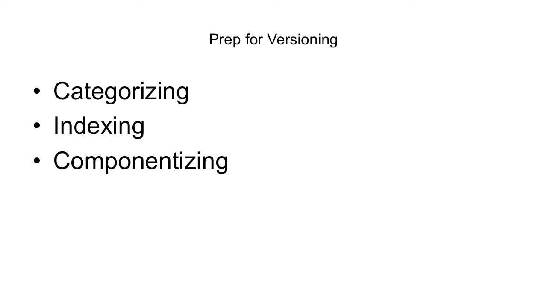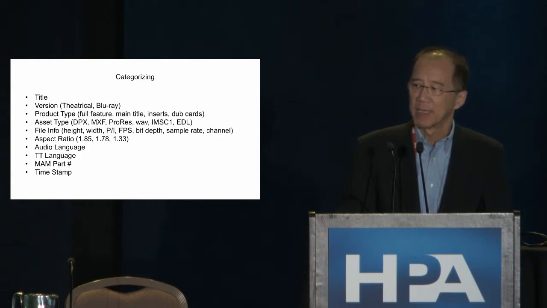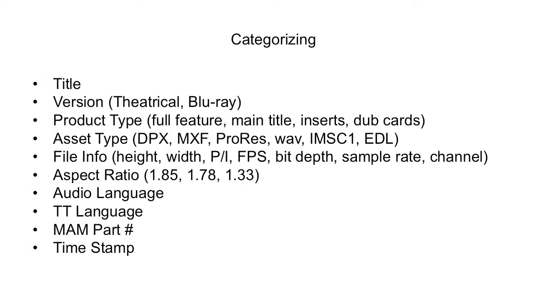When we prepare for the versioning, we look at the next level of 3 steps. One is categorizing, first one. Then after that was the indexing and the componentizing. I'm going to look into each step. And categorizing, we break down the program.